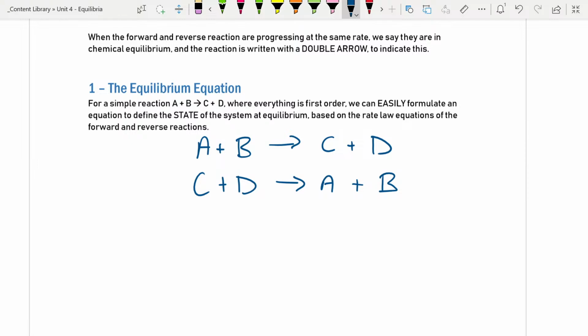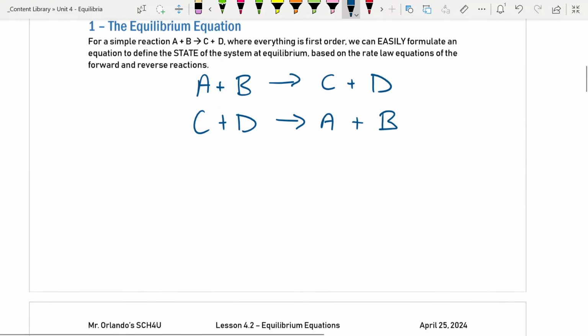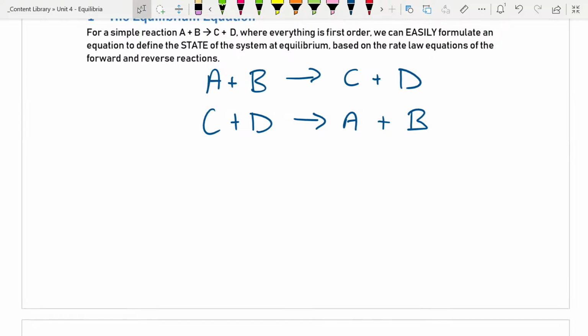All right. What are my two rate laws? What are my two rate laws? If we call this reaction 1 and we call this reaction 2, what would the rate of the first reaction be? What does it depend on?